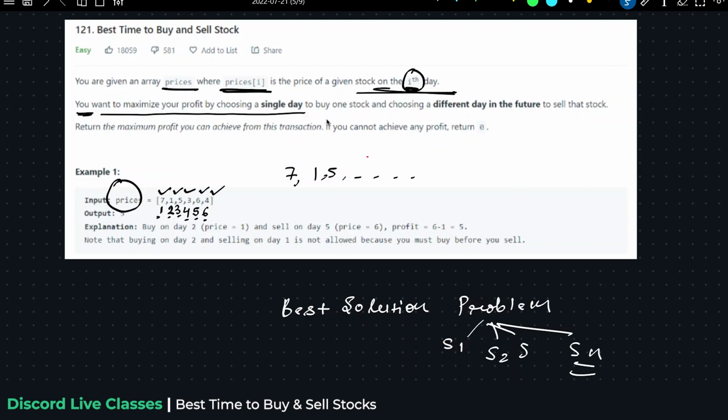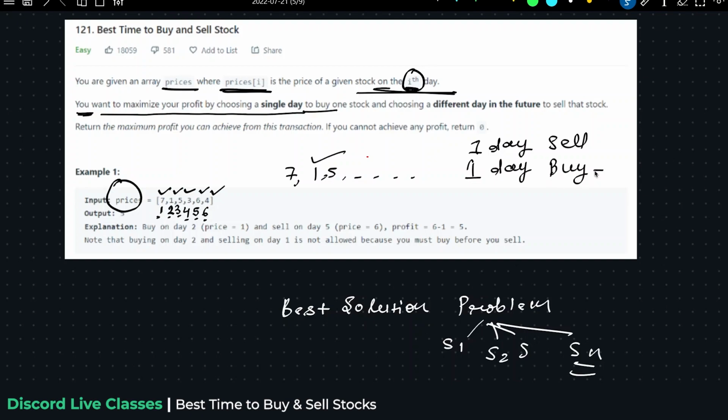Means we have to choose one day on which I can buy, and I want to choose another day in the future to sell that stock. So what is the meaning of this whole statement? You need to choose, out of these 6 days, one day for selling and one day for purchasing or buying.